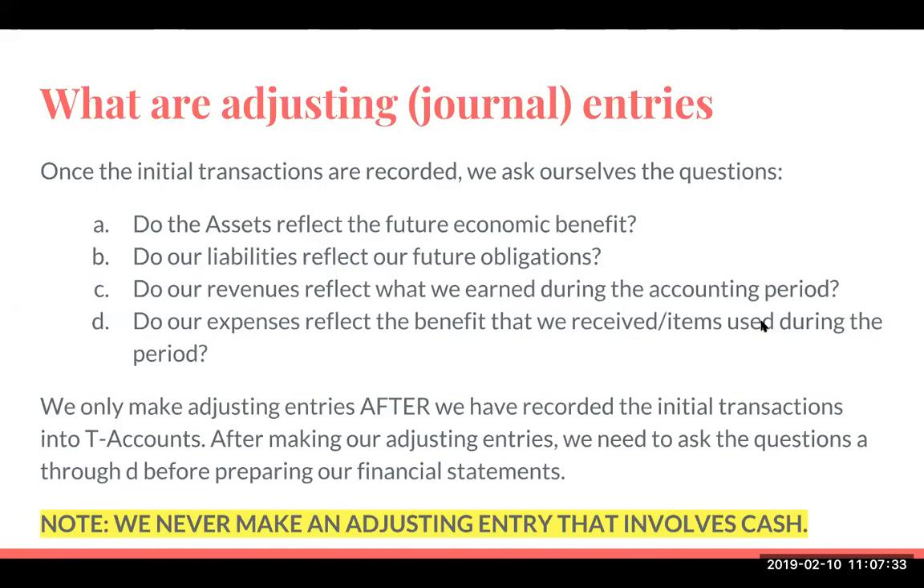Note that we're going to record the equipment, but we're not going to make any adjusting journal entries until after we've recorded everything initially into the T accounts. Remember, your first step is to record all the transactions into the T accounts, and then at the end of the period, we ask ourselves these four questions. Note that we never make an adjusting journal entry that involves cash.